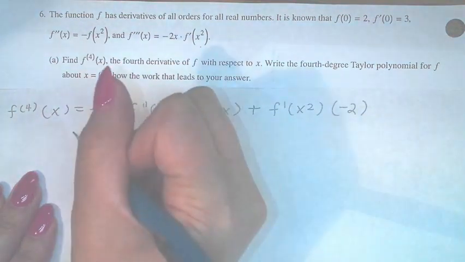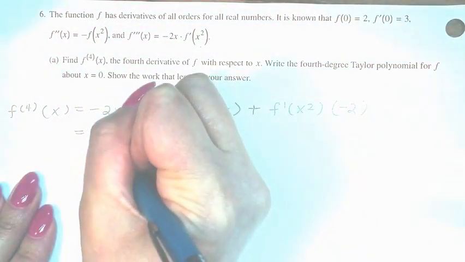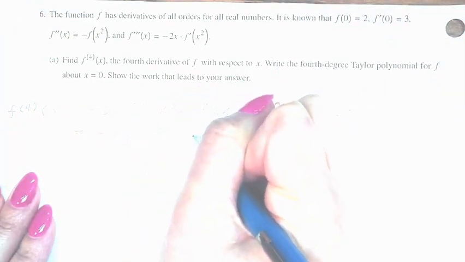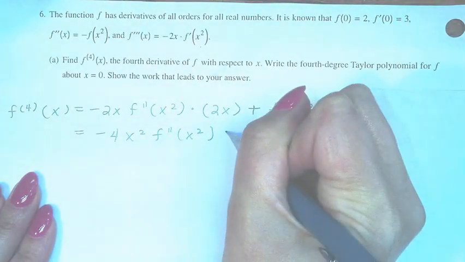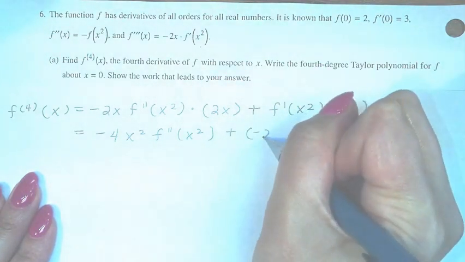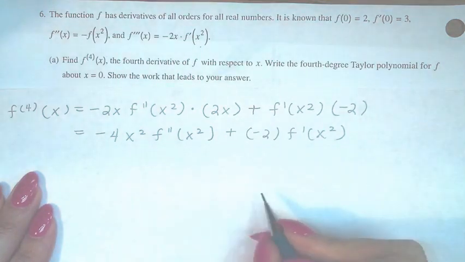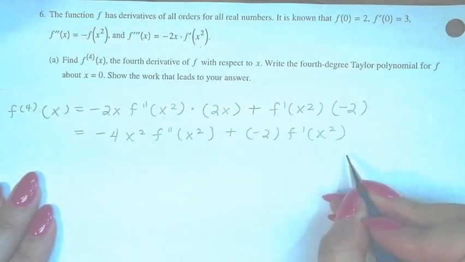Of course we can simplify this. So you know that it's going to be negative 4x squared, and then you have the double prime x squared, and then plus, well, we can put the negative 2 here since I already got that, but you can change that for a negative. So we have that situation.